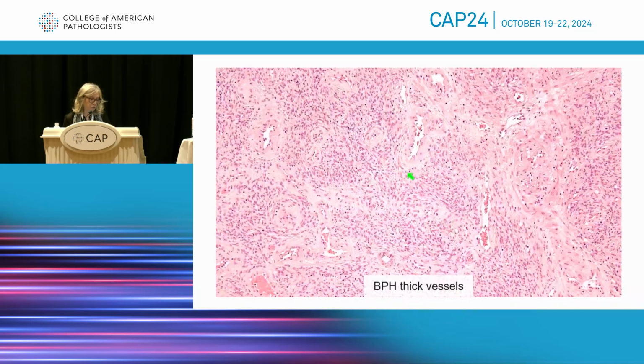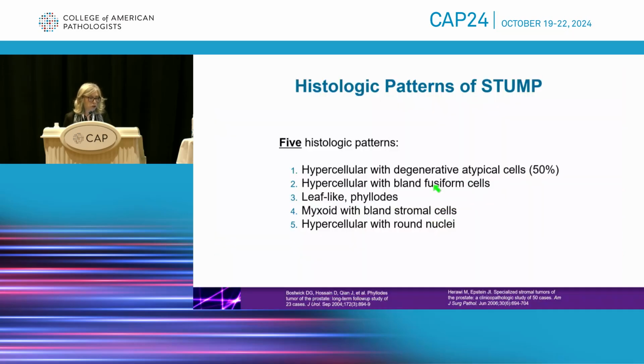So this is very helpful as a finding, because I've seen STUMPs that were very well demarcated, as well as STUMPs that were infiltrative. So in the STUMP, we can have five histologic patterns, and I can actually go through them. Hypercellular with degenerative atypical cells, the most common; hypercellular with fusiform cells; phyllodes; myxoid; and hypercellular with round nuclei.